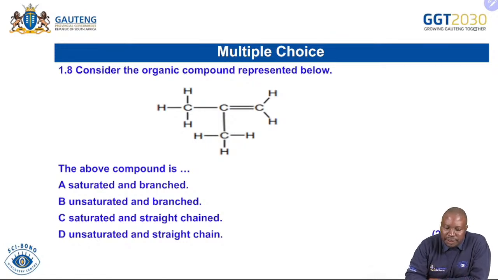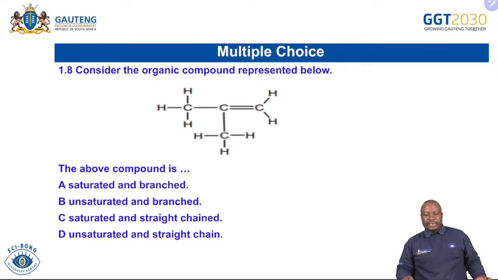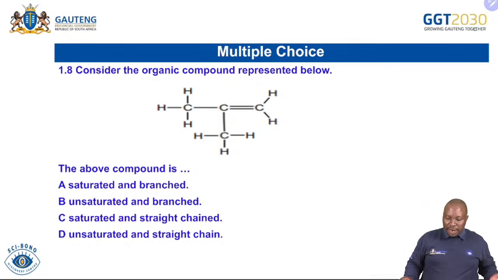Sorry to say, consider the organic compound represented below. So you look at the structure. Remember what I said. You identify the longest carbon chain. The longest carbon chain, you saw, is 1, 2, 3. Why is this carbon number 1? Because you always start numbering where there is a double bond or where there is a functional group. Because in carbon number 1 we have the functional group. This is carbon number 1.